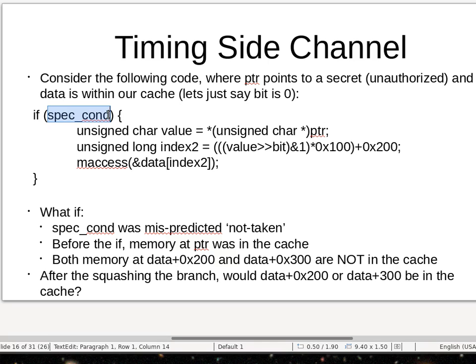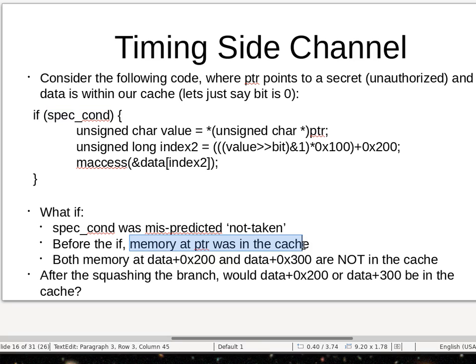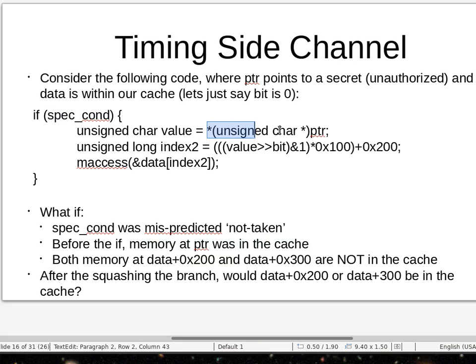Well, we have speculative execution. Again, we're going to take advantage of the fact that this needs to be programmed to be mis-executed or mispredicted. So it's going to execute these lines of code before it realizes it's wrong, and then it'll jump out. If it's mispredicted, but before that the memory at pointer was in the cache, notice what's happening. We try to read from this, it was in the cache, so this happens quickly. Then for unsigned long index 2, we get the value, downshift it by a bit, AND it with 1, multiply by 100 plus 200. That's confusing. And then we're going to try to access the data.